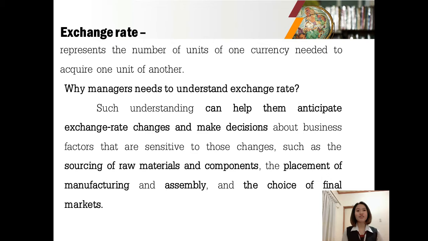Since exchange rate is subject to change from time to time without prior notice, having enough knowledge about the exchange rate can help the managers to measure and minimize its effect on the business, especially when it comes to their profit in their international business, and also for them to make adjustments to the product.